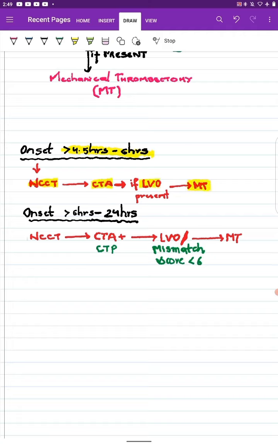But if the time has crossed 6 hours, so between 6 hours to 24 hours, we have to again do NCCT to rule out hemorrhagic stroke. Then we have to do both CT angiography to look for large vessel occlusion and CT perfusion to look for the penumbra. If there is a large vessel occlusion and the mismatch score on CT perfusion is less than 6, that is, there is presence of salvageable penumbra, then we should go for mechanical thrombectomy.